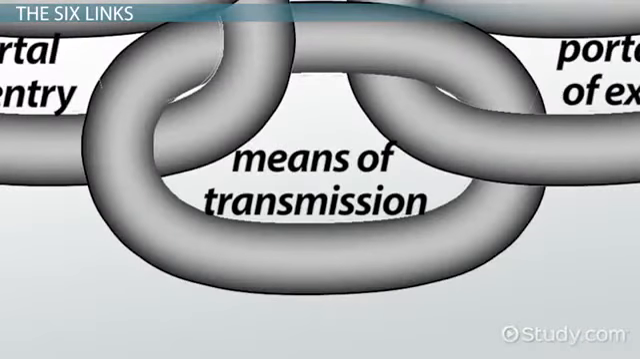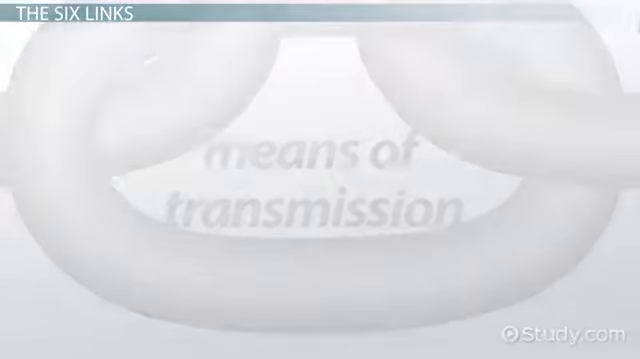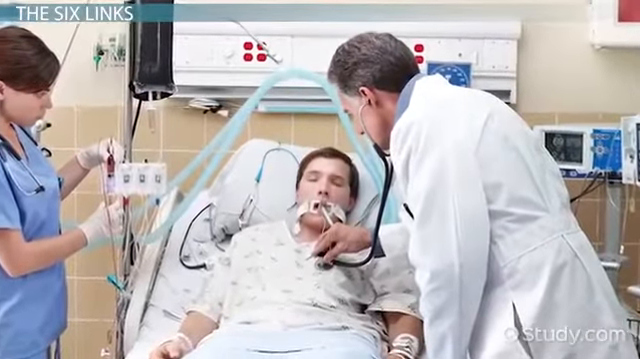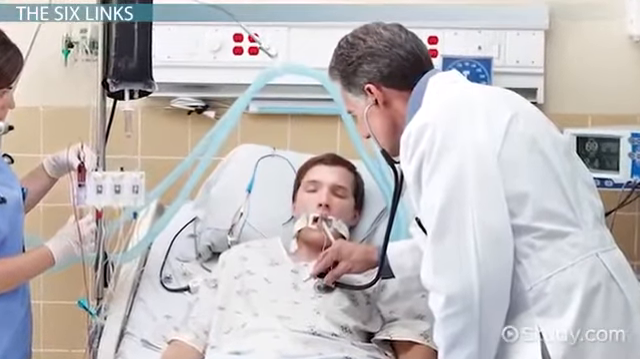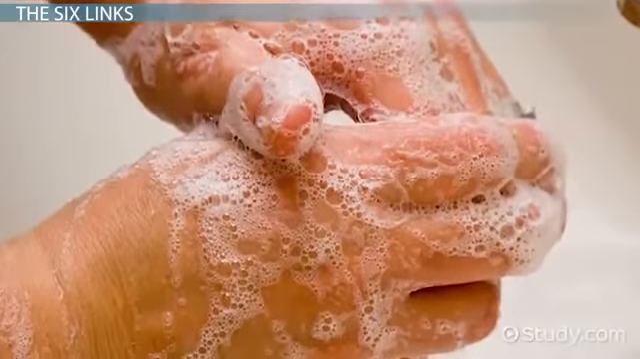The fourth link is the means of transmission. The pathogen can be transmitted either directly or indirectly. Direct transmission requires close association with the infected host, but not necessarily physical contact. Indirect transmission requires a vector, such as an animal or insect. The link can be broken through hand washing, safe sex practices, or avoiding contact with infected individuals.